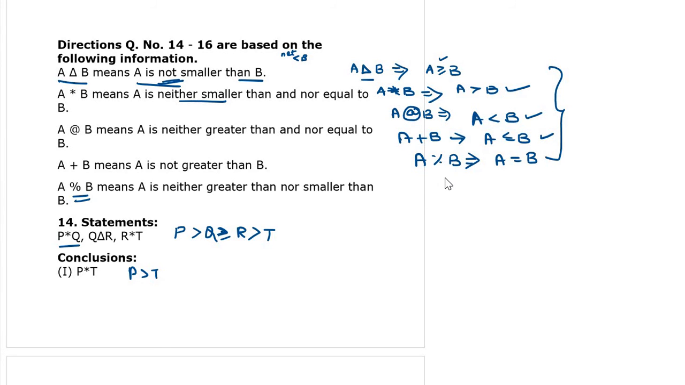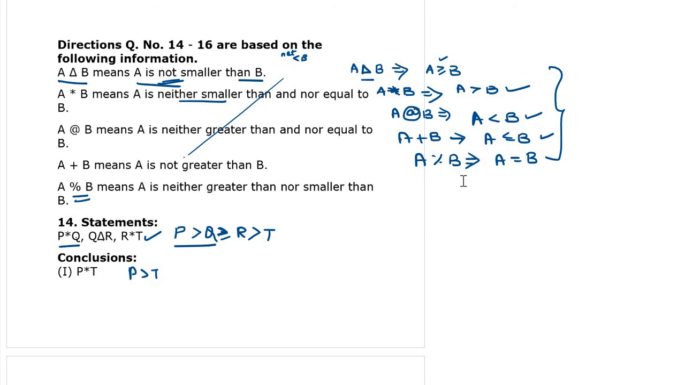Again, P star Q. Star means what, now we can use this. No need of these statements. Now we can use this one. P star Q means P is greater than Q. Q triangle R, triangle means greater than or equal to R. R star T, star means greater than T. Okay. This is the given statement.